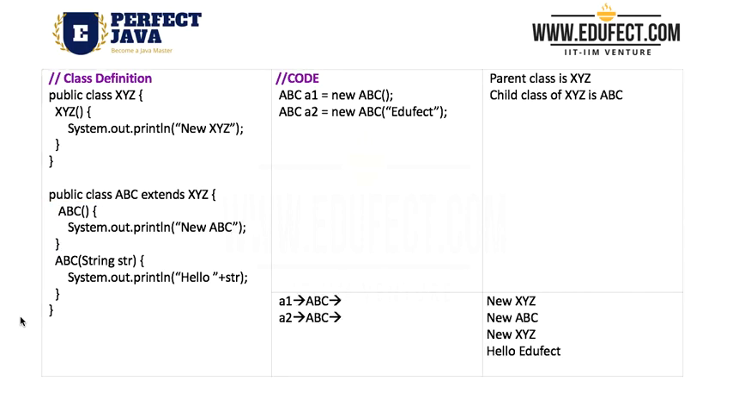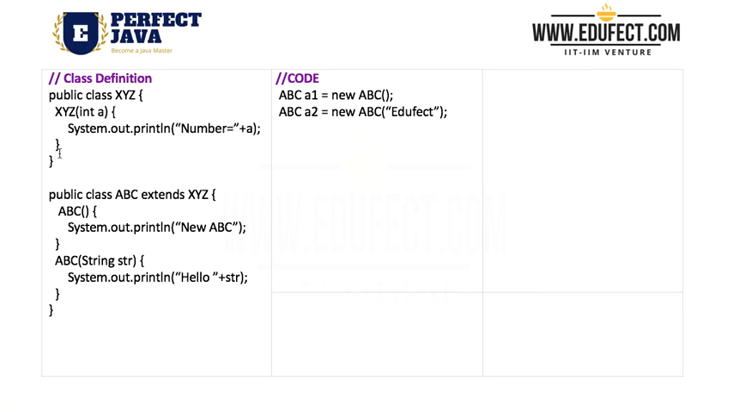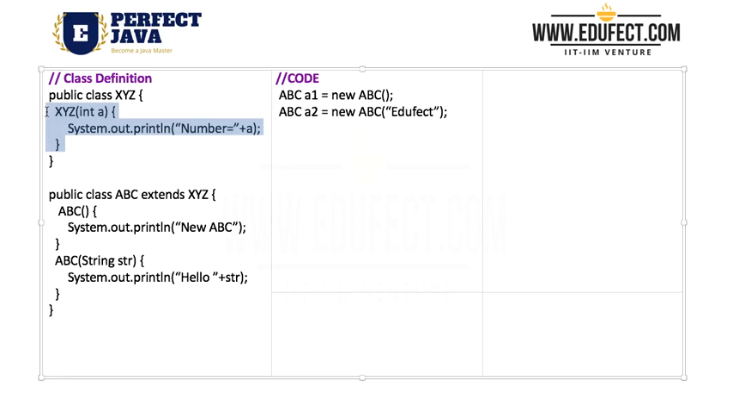So here, if you notice the difference between the previous example and this example is that here we have a parameterized constructor in the parent class. So the parent class XYZ has a parameterized constructor. It does not have a non-parameterized constructor. So now let's look at again what will happen here.